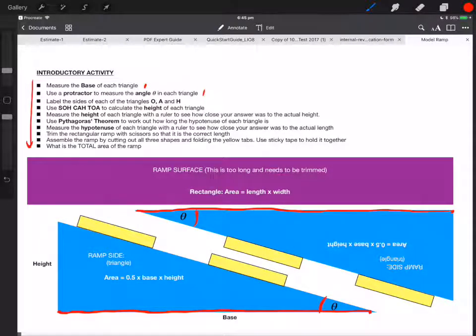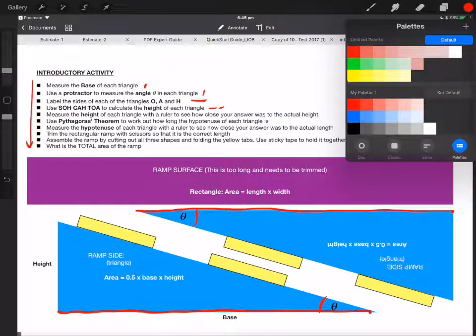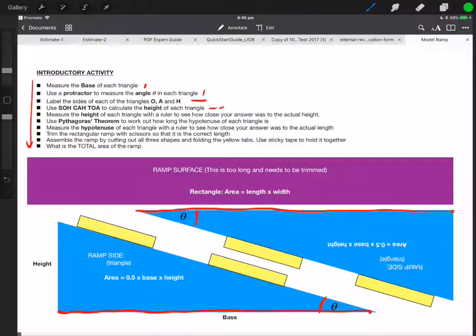Then you need to label the sides of each of those triangles O, A, and H. After which, you need to use SOHCAHTOA, that's sine, cos, and tan, to work out the height of the triangle, which is this length here, using the angle and the length of the base that you've measured. You need to do the same with the other triangle.